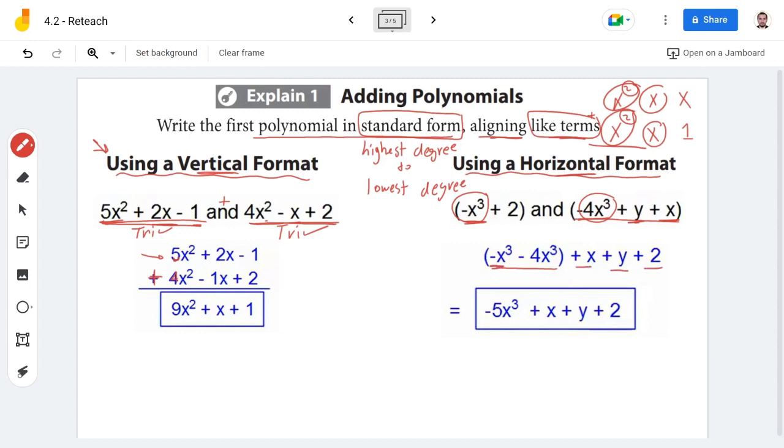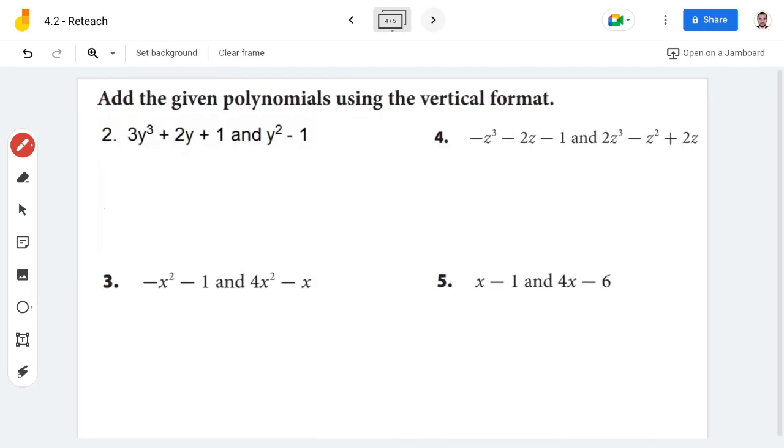So now negative x minus 4 equals what? Negative 5 plus x plus y plus 2. Okay, so this is the vertical, this is the horizontal, this is what the whole lesson is talking about. Let's take some different examples to understand the lesson more.